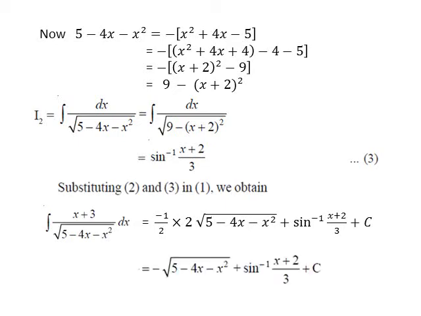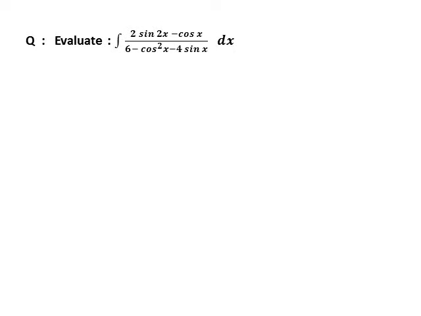We get integral of (x + 3) upon square root of (5 − 4x − x²) with respect to x equals to −√(5 − 4x − x²) + sin⁻¹((x + 2)/3) + constant c. Take one more question.